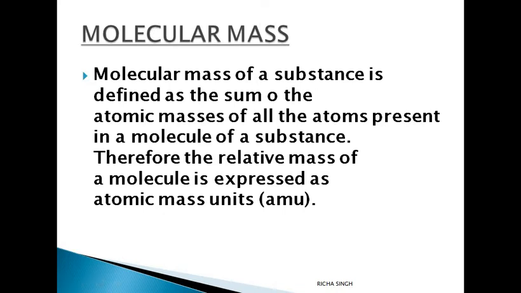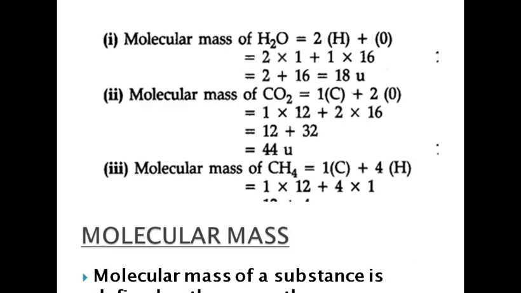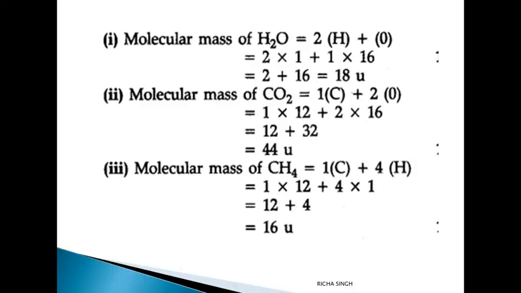Molecular mass is the sum of atomic masses of all the atoms present in a molecule of a substance. For example, the molecular mass of water will be 2 hydrogen atoms plus 1 oxygen atom. Atomic mass of hydrogen is 1. Since there are 2 atoms, we write 2 into 1, plus 1 atom of oxygen, so 1 into 16, that is the atomic mass of oxygen. This results in 2 plus 16, that is 18 u.